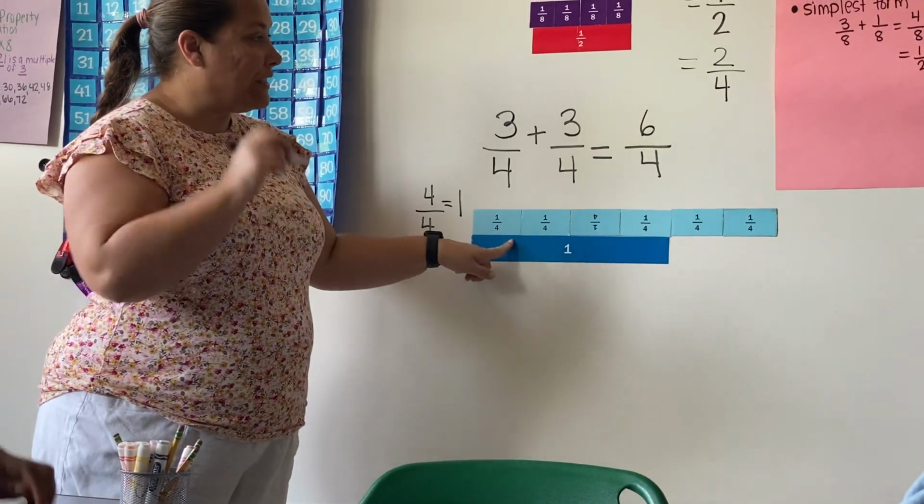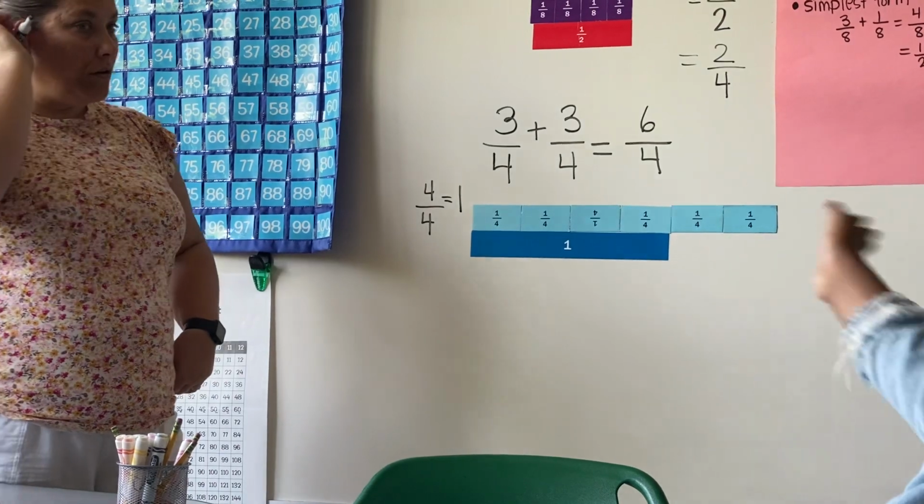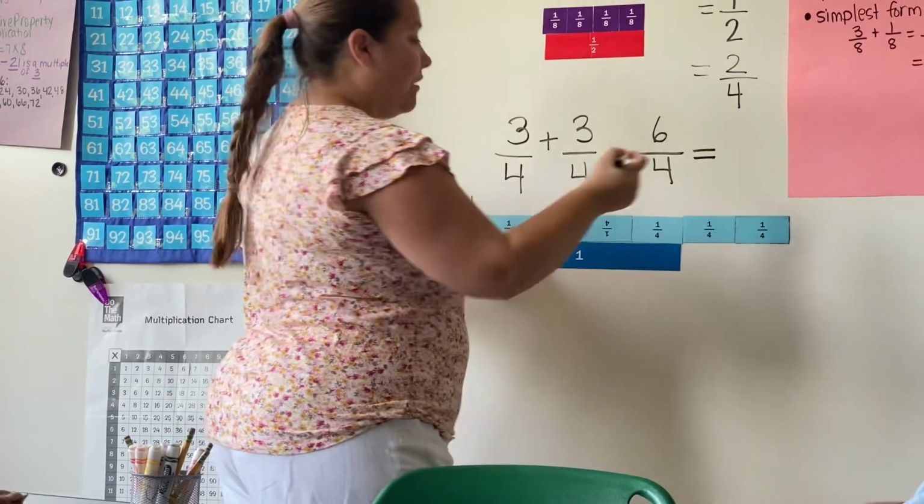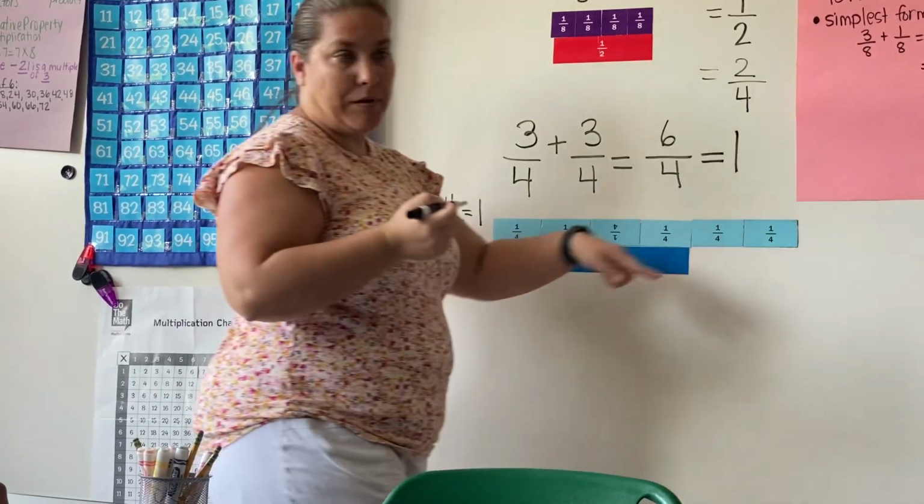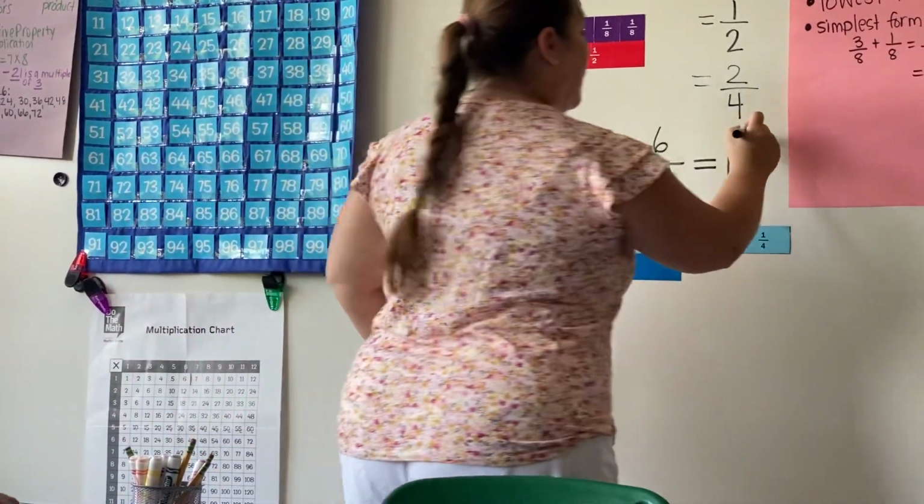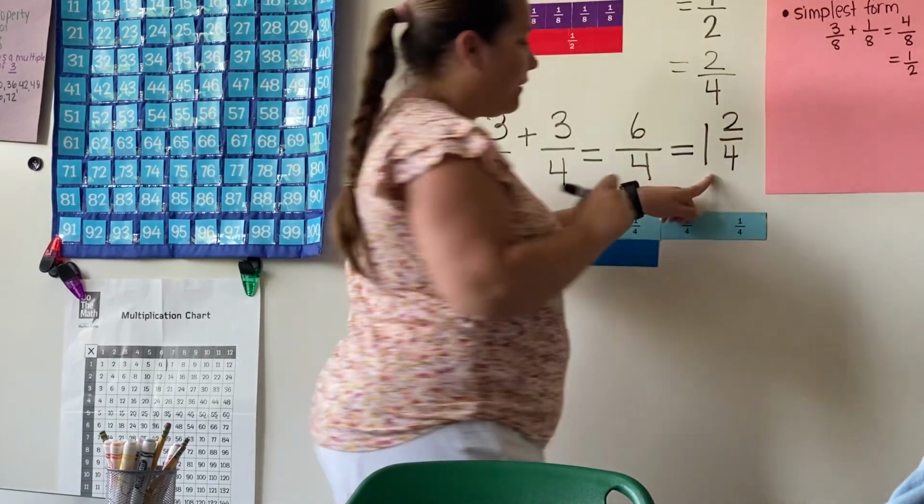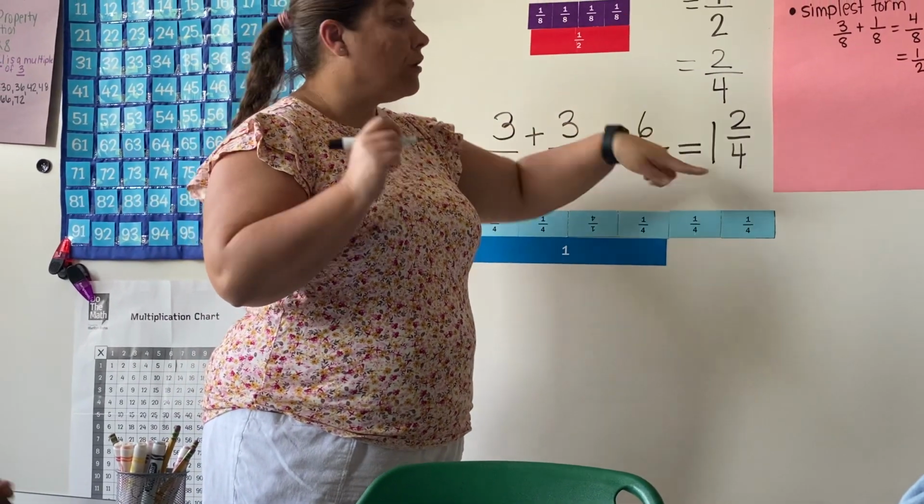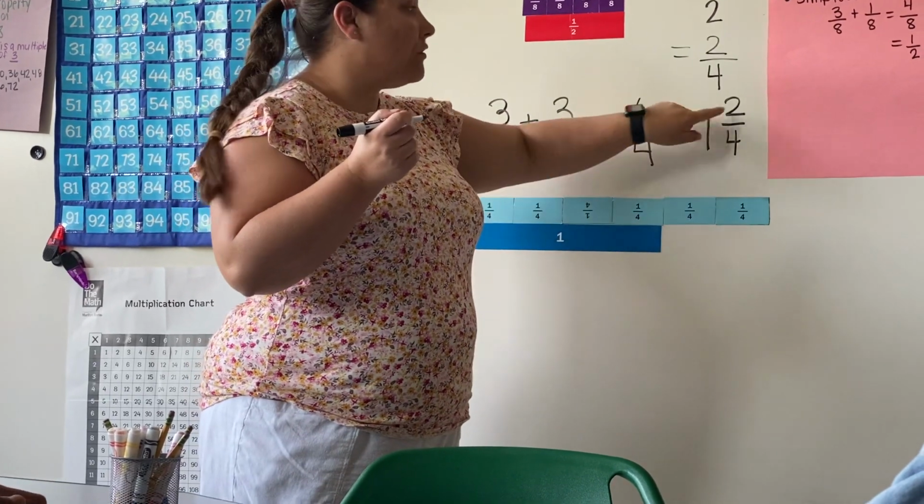So how would we write this in a mixed number? Yes, more than a whole. 1 whole, and what is that going to be? 2/4. Good. How do we read that? Terrence, you remember how to read this mixed number? 1 and 2/4. Good job. How do we read that, Taylor? 1 and 2/4. Good job.